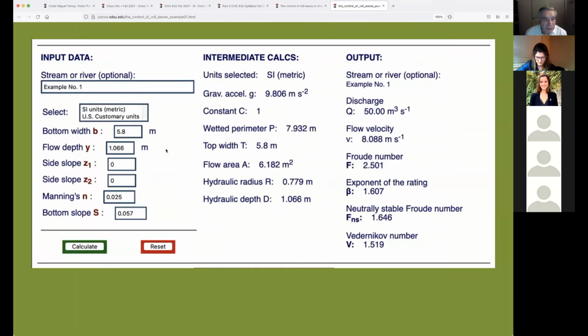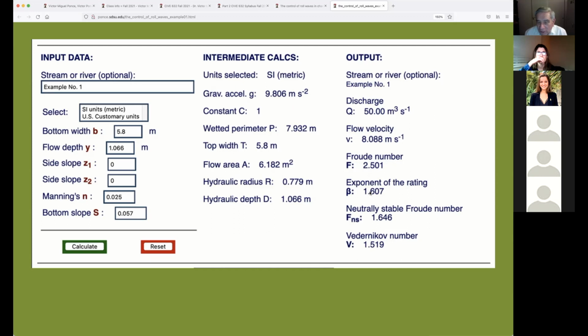There it is. We have here stream, select units. The discharge is not given; it is obtained by trial and error. You give the bottom width and the flow depth, and then you calculate the discharge. If the discharge is not the one you want, you have to change the depth, because the width is already set. For instance, with 5.8 and 1.066, we get a discharge of 50, which is what we wanted in the first place.